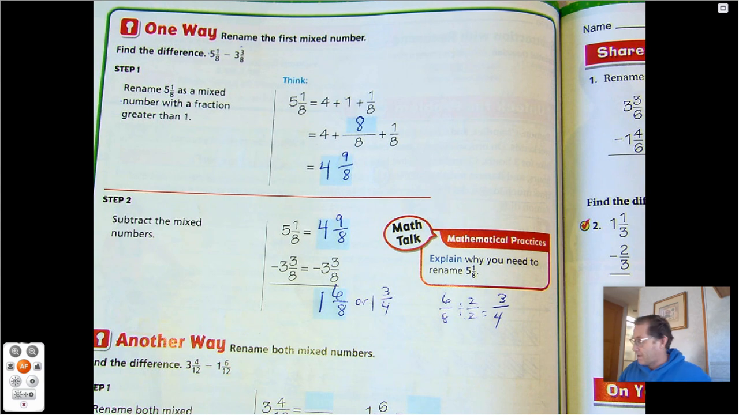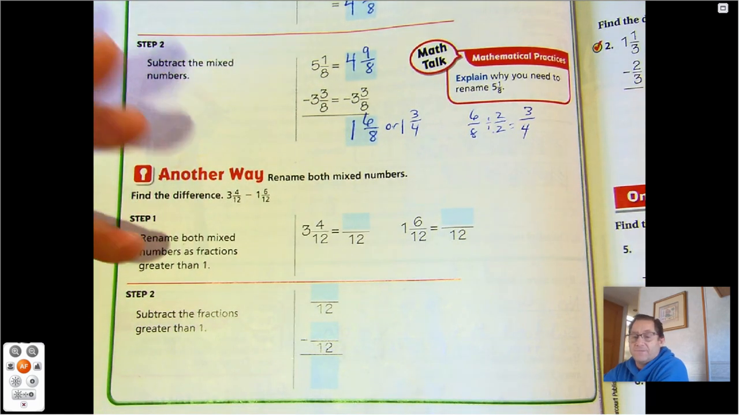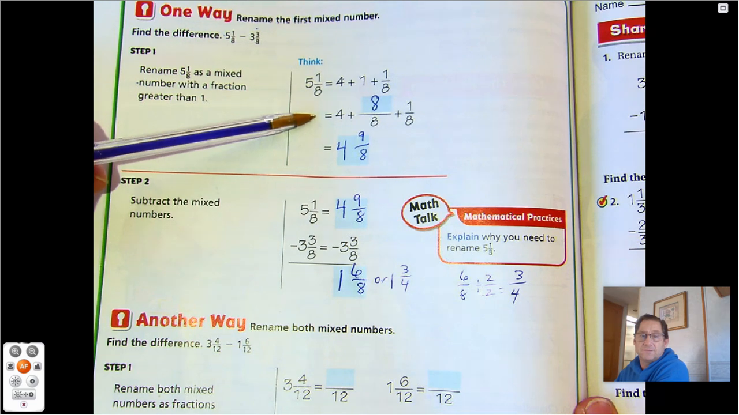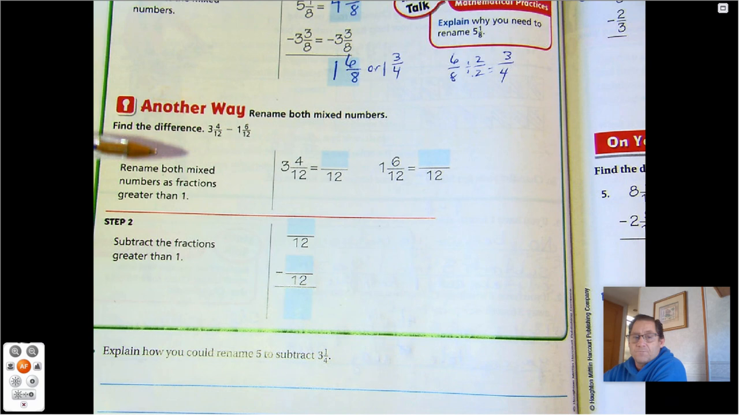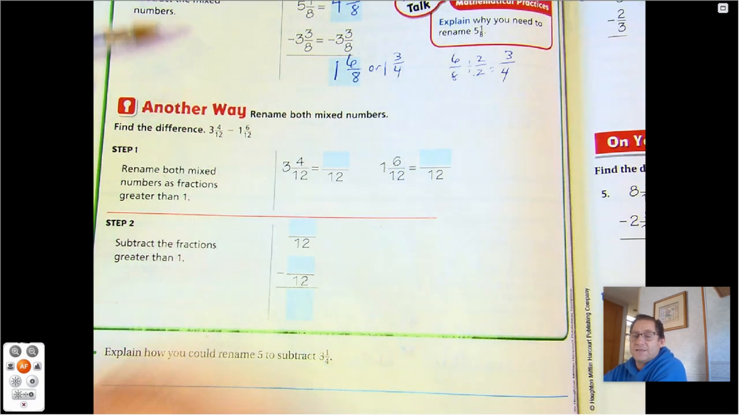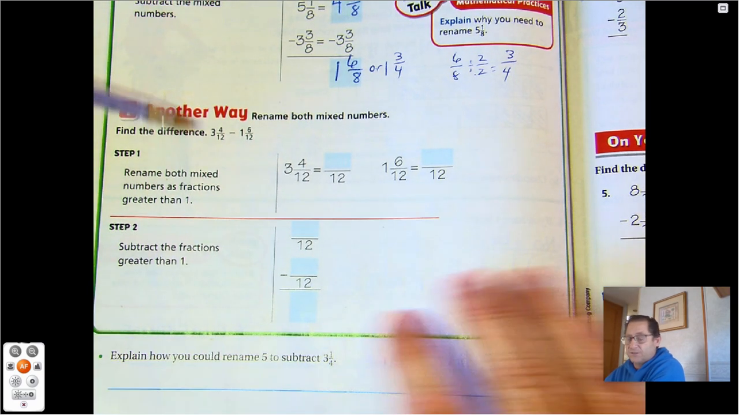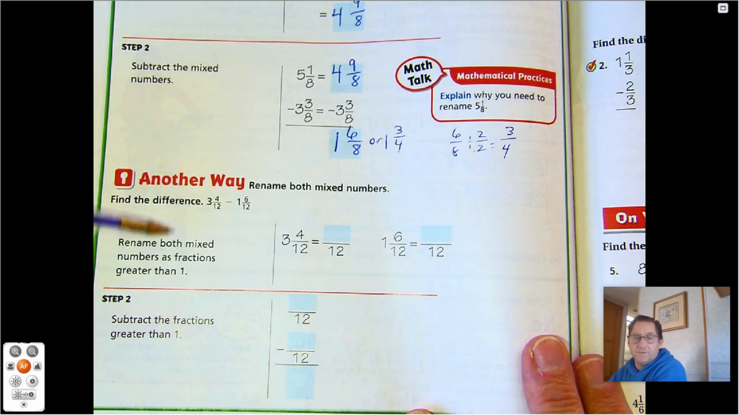Next, we can rename both mixed numbers. And this is fine to do. And actually, some of you might find that you like doing this better than renaming only the first mixed number. But when the numbers get larger, it will take a little longer. So I caution you to not necessarily rely on this method. Get good at doing all of them.